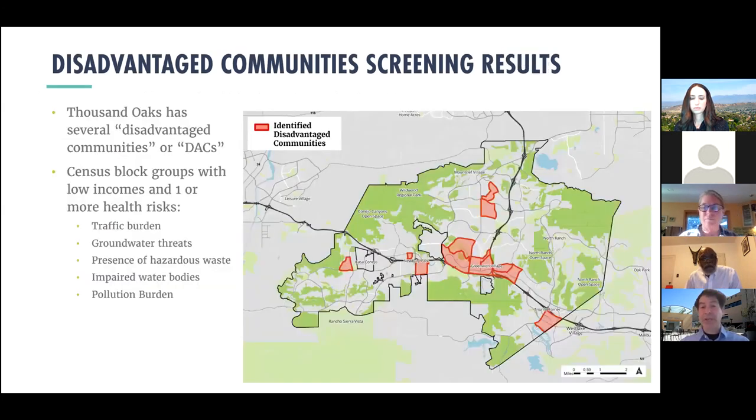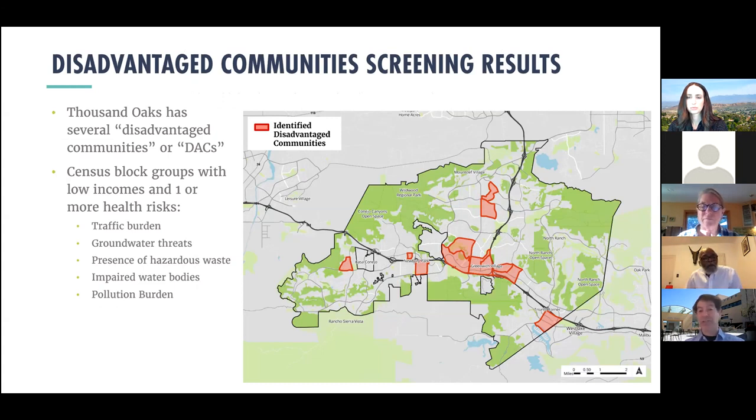And what we found when we did that analysis is that these areas in red here are identified disadvantaged communities. They are not disadvantaged communities according to the CalEnviroScreen tool. They are actually disadvantaged communities when we look at a combination of lower income areas, again, 80% of the state or county median income, and then they have one or more health risks, and there's 13 health risks identified as part of CalEnviroScreen.